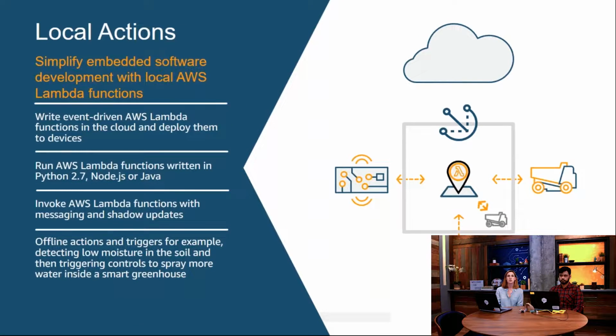Greengrass also allows you to take local actions. Because it provides a local Lambda runtime environment, you can write Lambda functions in Python 2.7, Node.js, or Java up in the cloud, test those functions, and then deploy them to run on your edge device. And we'll show you an example of that in action today.